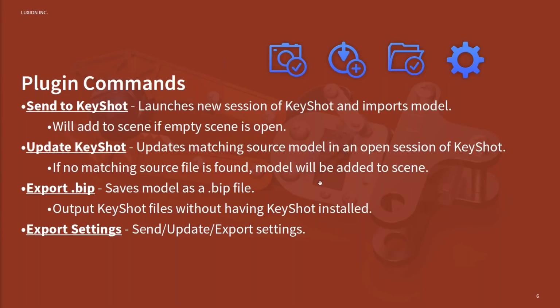The third option is Export a BIP, and this just saves the SolidWorks model as a BIP file, which is the KeyShot native format. And this allows you to output KeyShot files without having KeyShot installed. So say your engineering team doesn't actually use KeyShot, but they want to give you the SolidWorks models in the most reliable format and workflow, then what they should do is export that BIP file and pass that over to the designers. And then finally, you have the export settings, which we're going to go over in a little more detail.